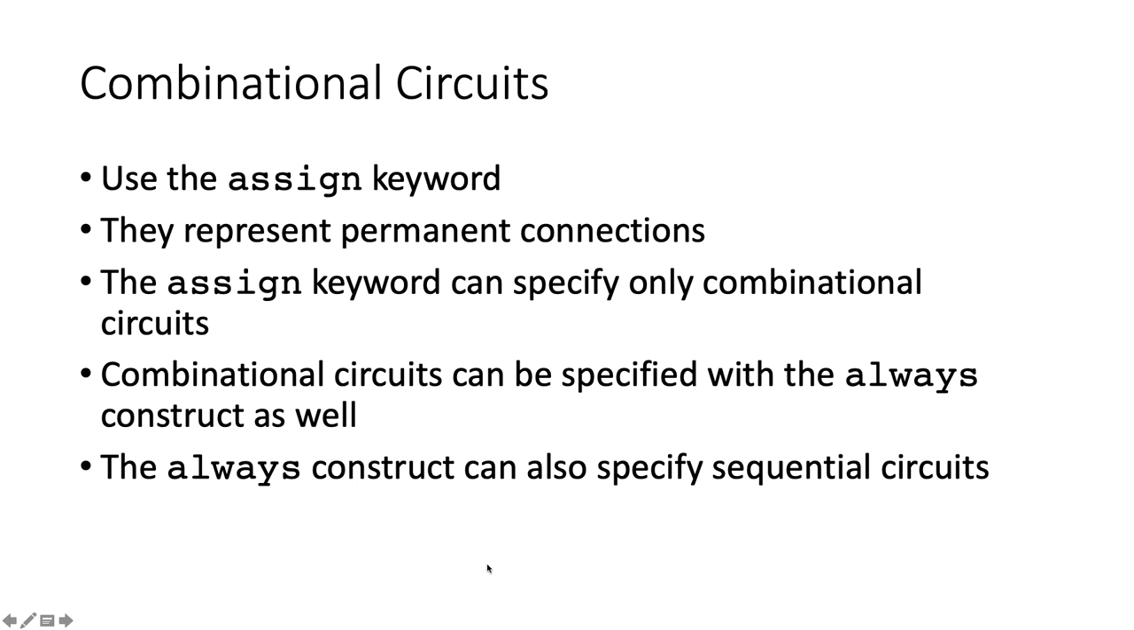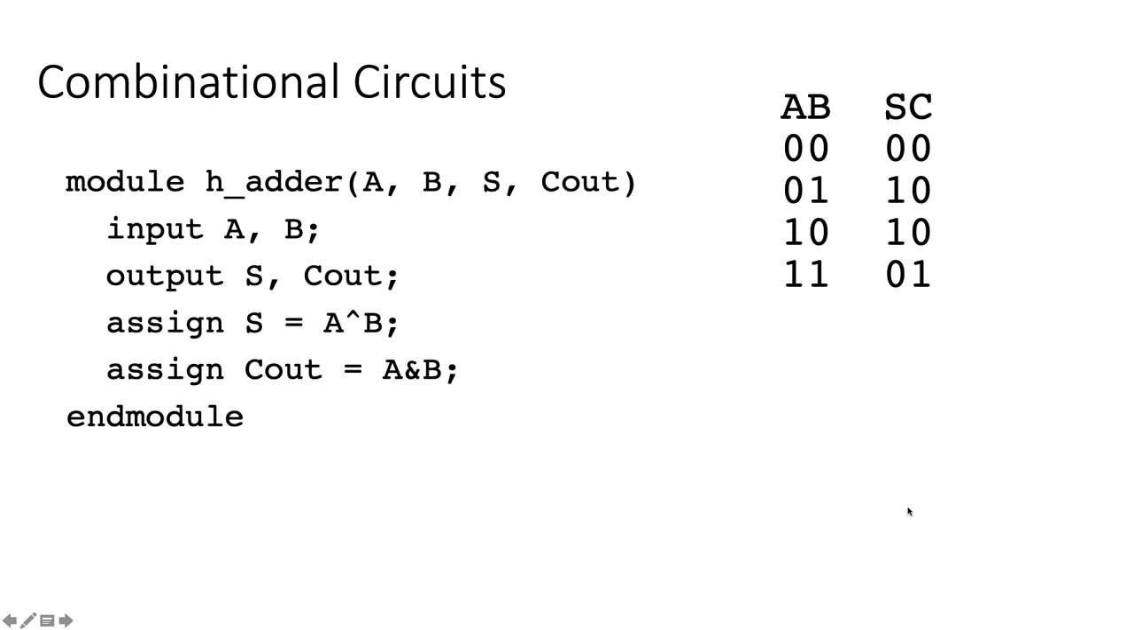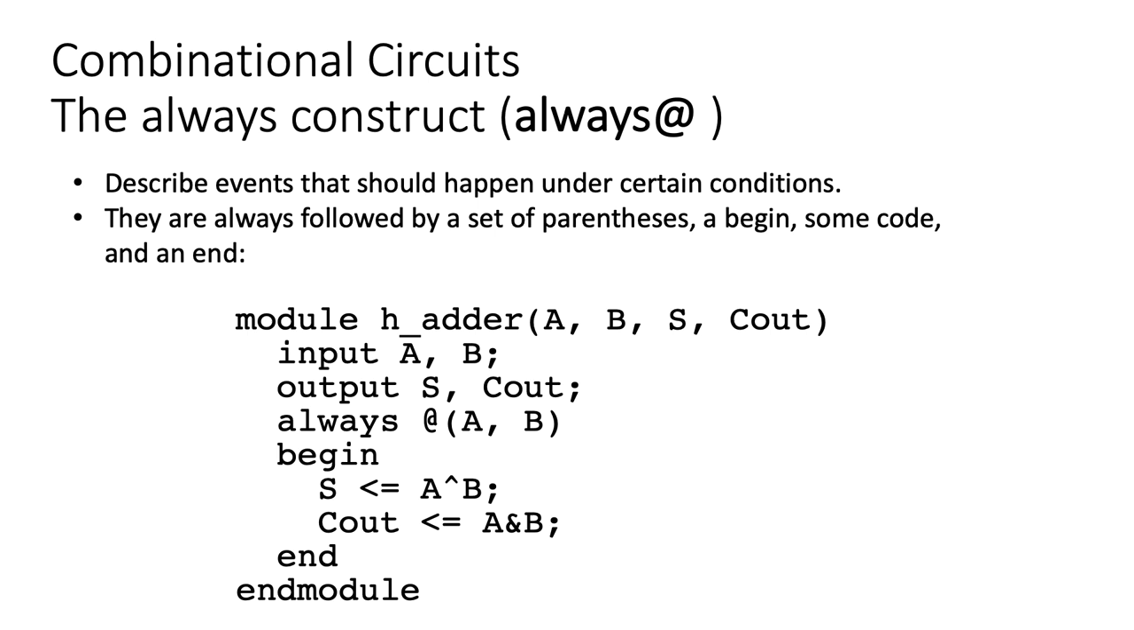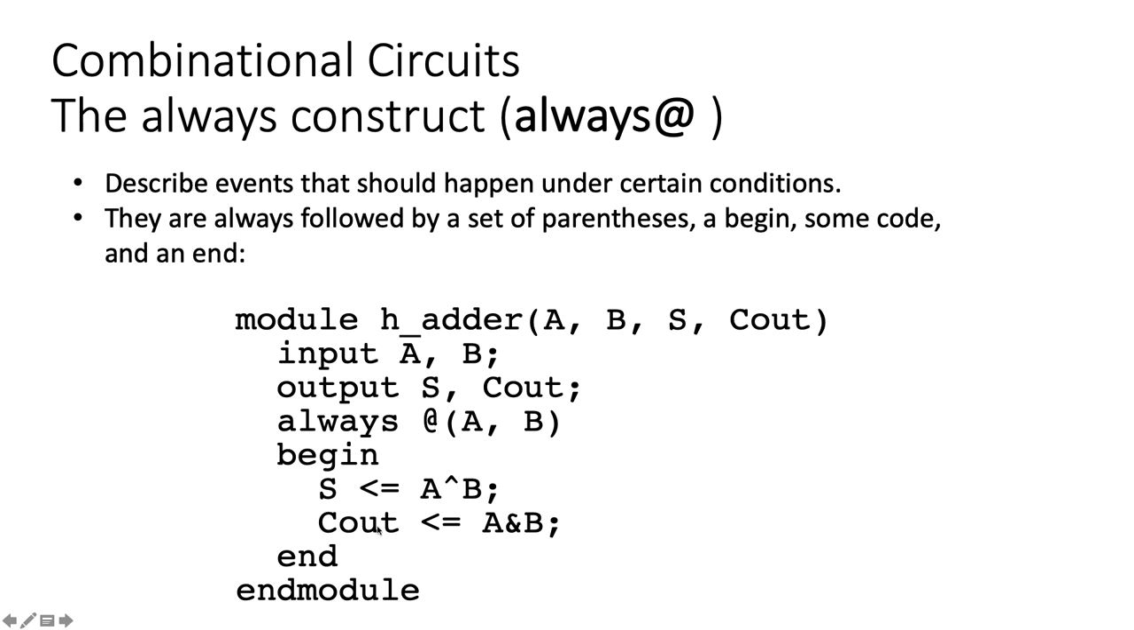So using always, we can specify sequential circuits. Let's see an example here. For half adder, H underscore adder, we have A, B, S, and C out. So our inputs are A and B. The output would be S and C out. So we use always at sign A and B to define a sequential circuit here. We begin and end, so that would be inside that. And we assign S as, again, just like the previous example, we have it as well here. And then the C out would be the AND of A and B. Okay? We begin and end. And then that would be the end module. Okay?